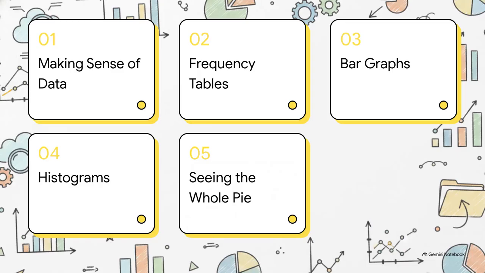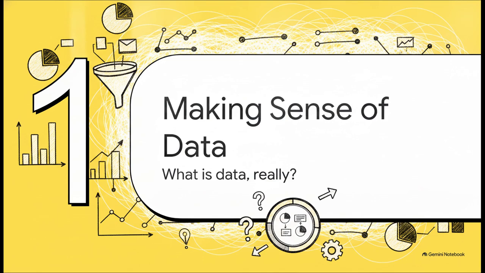Here's our roadmap for today. We'll start by making sense of raw data, then bring some order with frequency tables. Next, we're comparing things with bar graphs, measuring intervals with histograms, and finally, seeing the whole pie. All right, section 1, making sense of raw data.